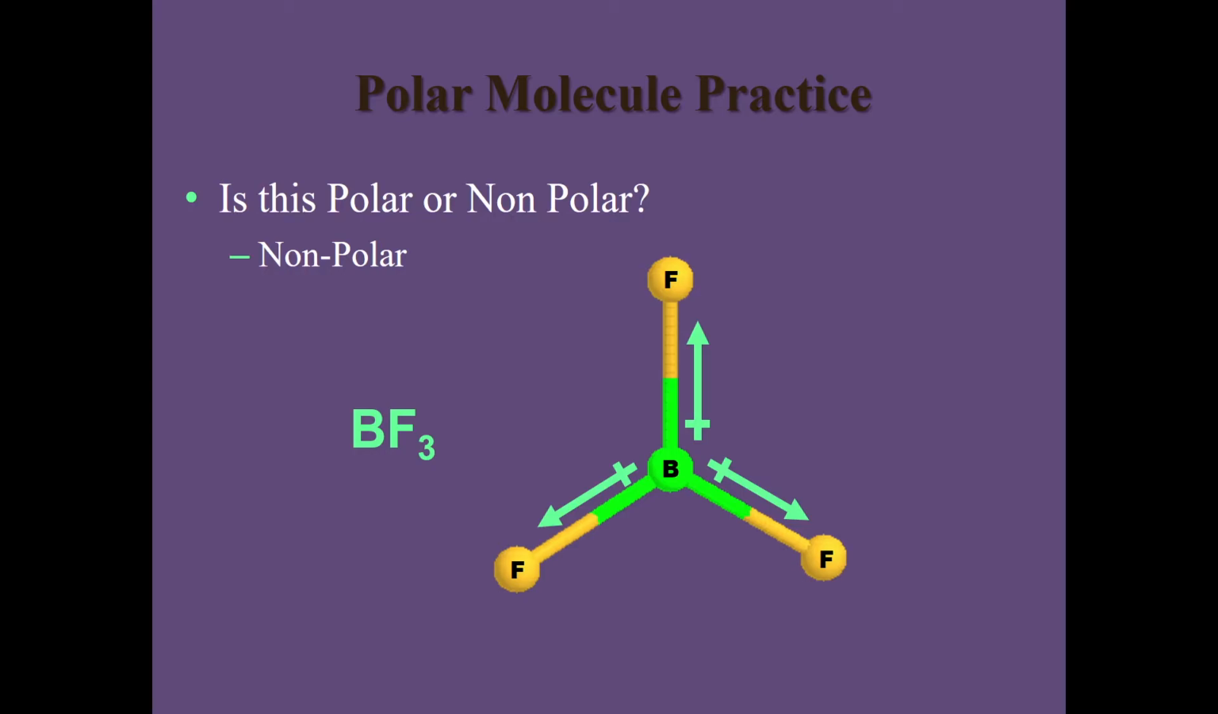So here we can see all three of these arrows cancel each other out. Imagine you're playing tug of war on the boron atom. If all three people were of equal strength, the boron wouldn't be pulled in any direction. The electrons on it can't decide which fluorine atom to go to. It's all symmetrical because all three are the same fluorine. So this is nonpolar.